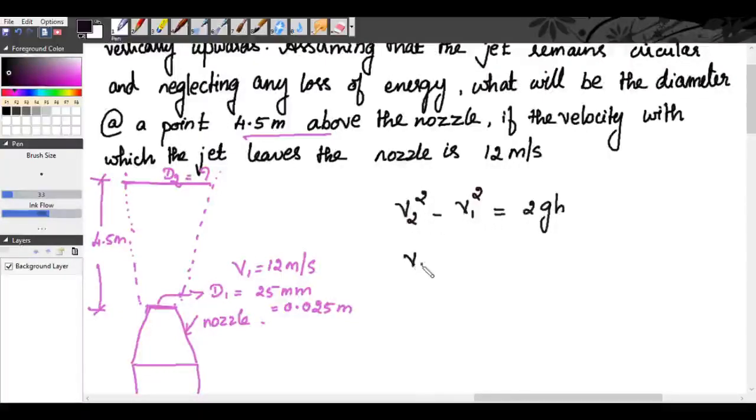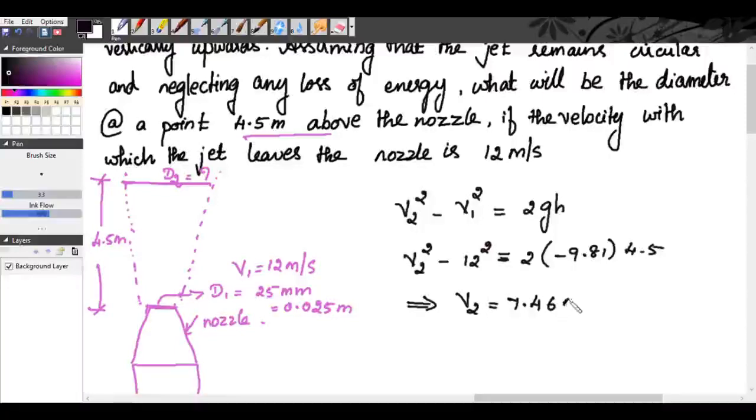So our V2 square minus our first velocity V1, which is 12 meter per second. So 12 square is equal to 2 into, the water is projected vertically upwards, so G will be minus 9.81, into height. The height is 4.5. So from which we get V2 is equal to 7.46 meter per second.